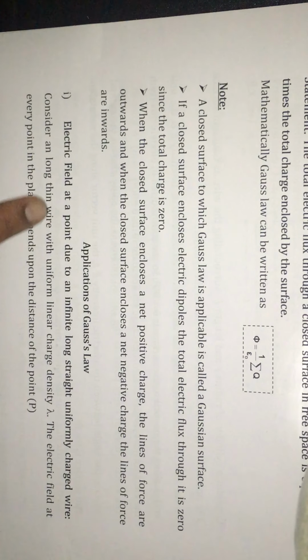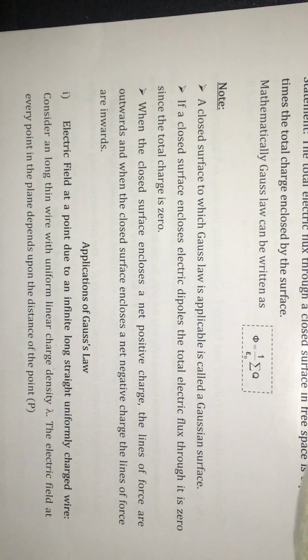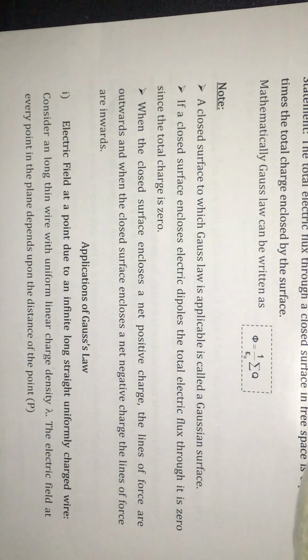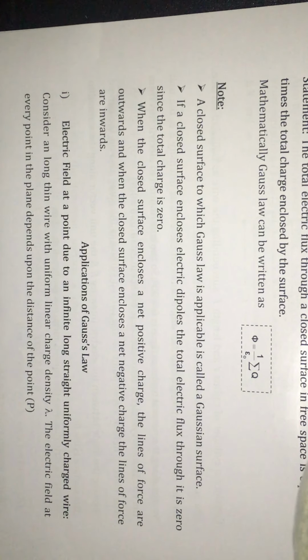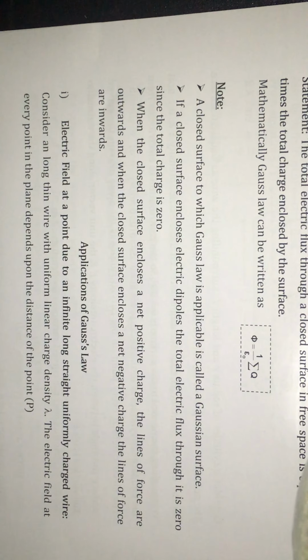The first one is the electric field at a point due to an infinite long, straight, uniformly charged wire. In all 3 applications of Gauss law, we will be concentrating on calculating the electric field or electric intensity at a point using Gauss law. First of all, you must know what we mean by an infinite charged wire. An infinite charged wire is one whose radius is very small compared to its length.